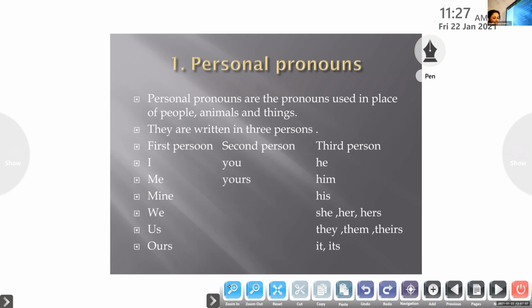First person is the speaker. Speaker means who is speaking. Second person, whom are we speaking to?